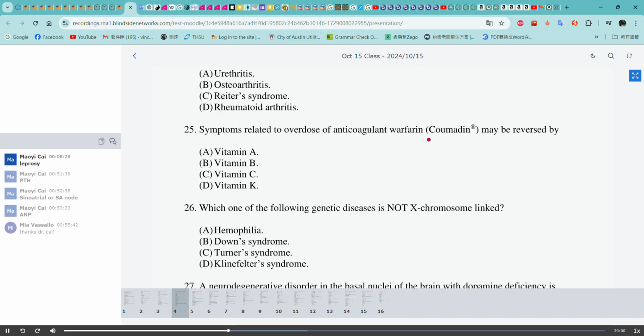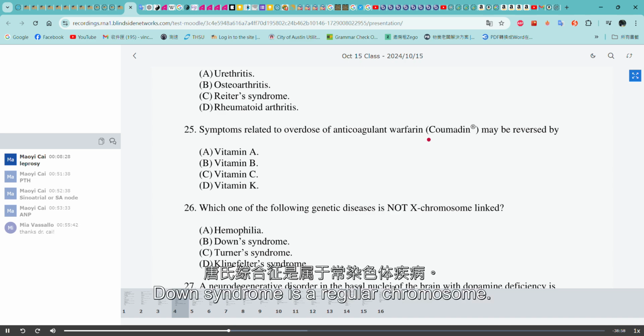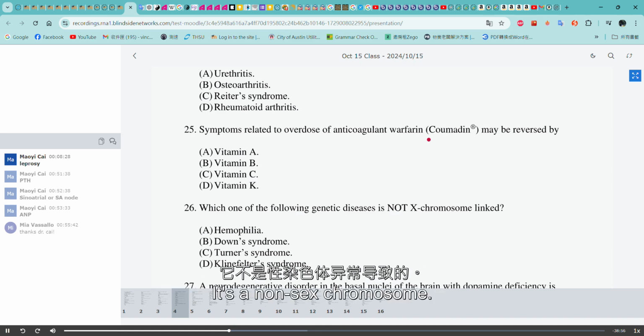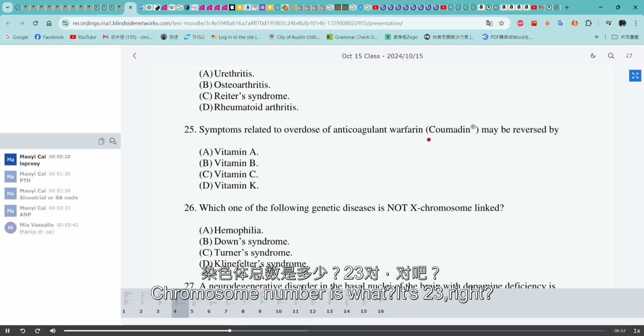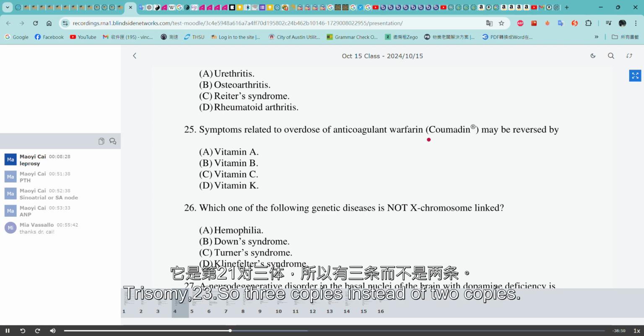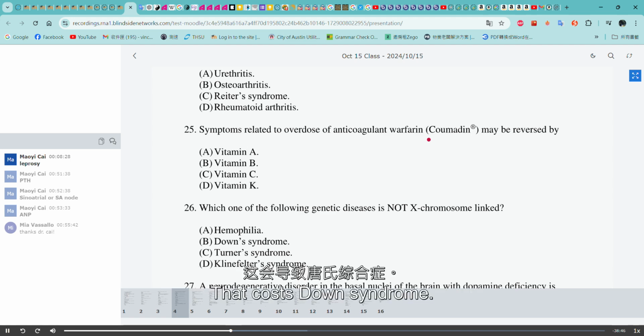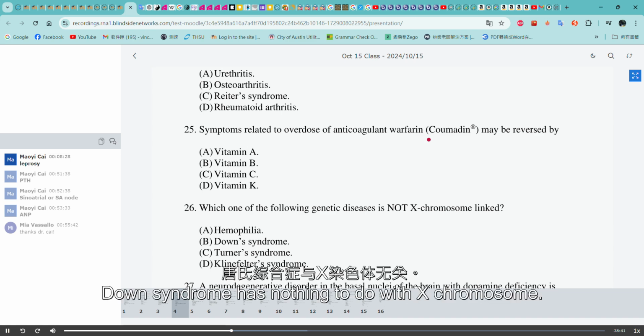That's Down syndrome. Down syndrome is a regular chromosome, a non-sex chromosome. The chromosome number is what? Is 23, right? Trisomy 23. So 3 copies instead of 2 copies. That causes Down syndrome. So this is not. Down syndrome has nothing to do with the X chromosome.